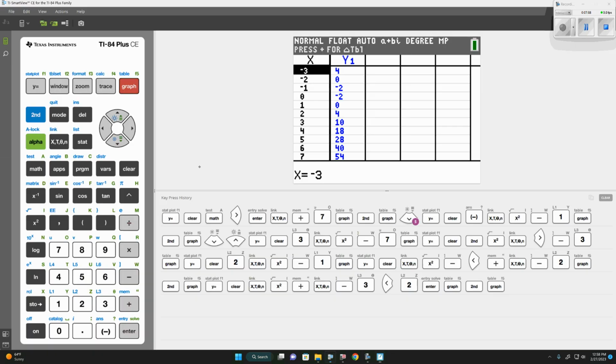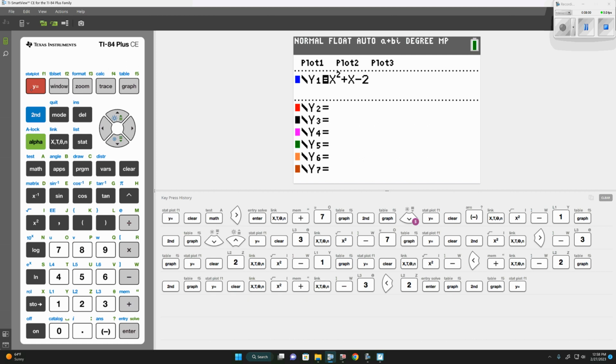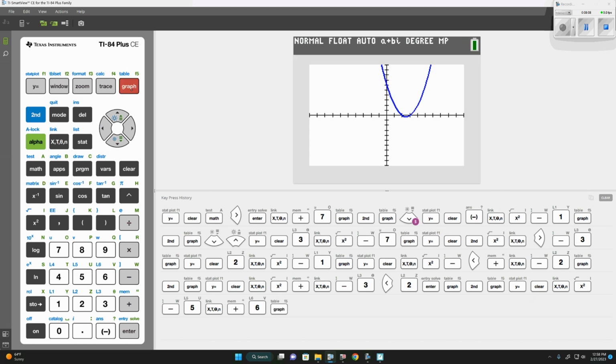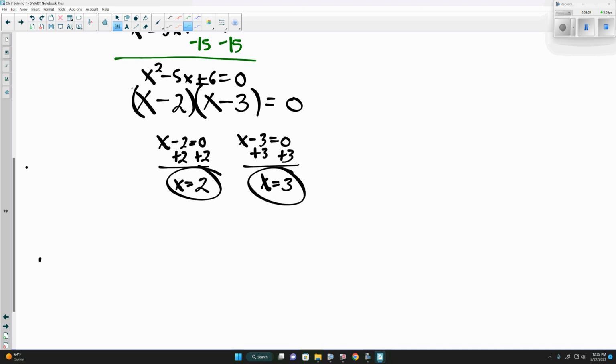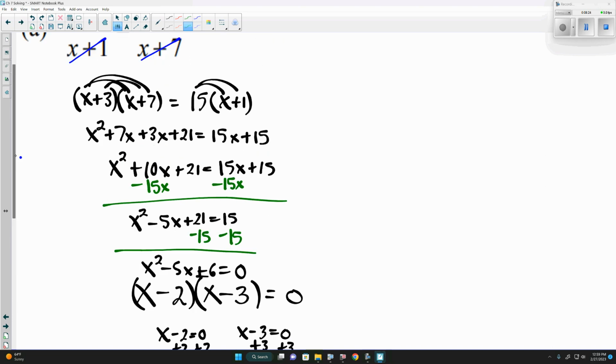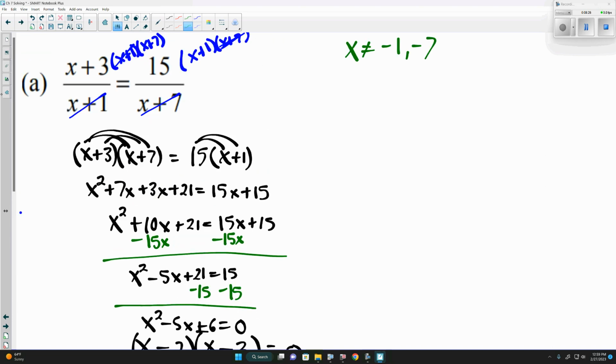Now we could have also graphed it. We could have said x squared minus 5x plus 6 and hit graph. We see that it does cross the x-axis at two places. If we go to second graph, we see that those two values are 2 and 3, which we did find by factoring. So we could have graphed it and got the answers as well. Any questions on any of this here? Are you ready for the next one?